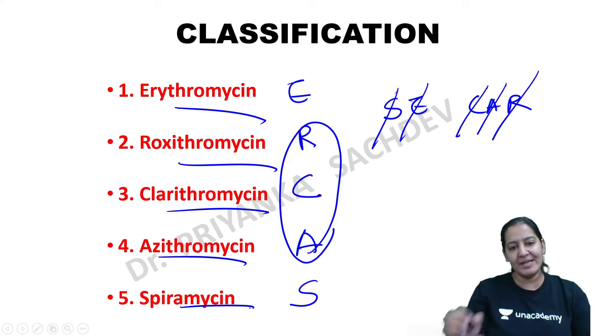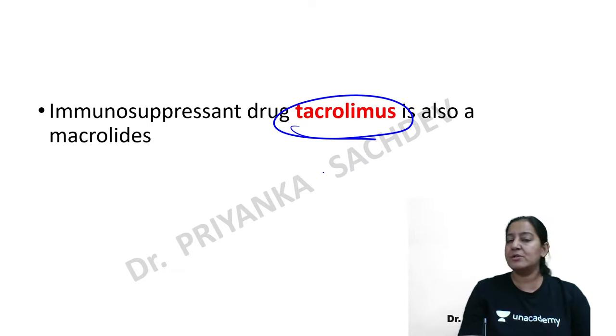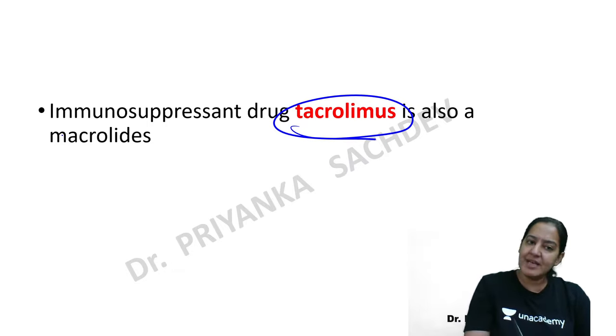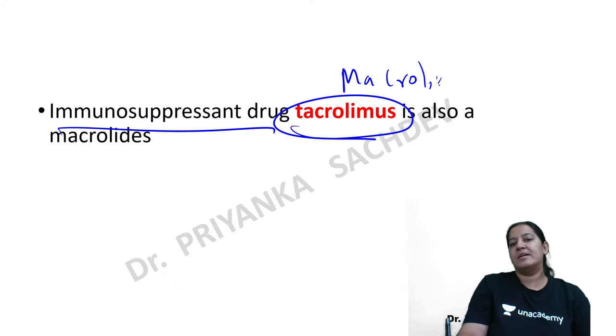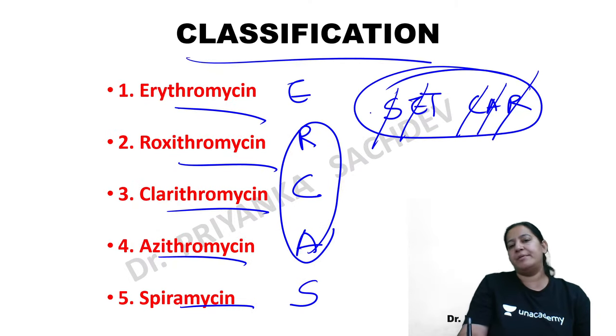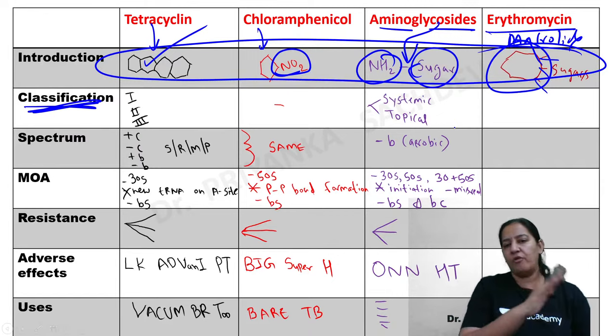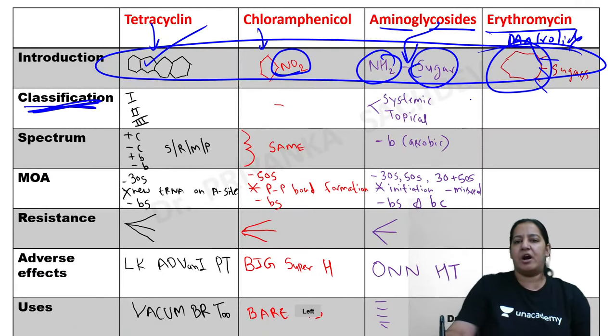Give me a thumbs up. Now there is a 6th one, tacrolimus, which is also added here. It is not an antibiotic. Tacrolimus is an immunosuppressant drug, but structure wise it is also a macrolide. So I am teaching you the classification. SET CAR will be the mnemonic. So tell me the classification of all now. You can write here, it is SET CAR.